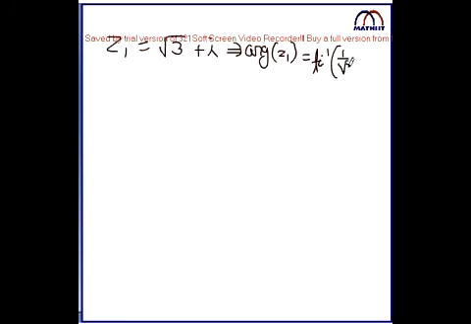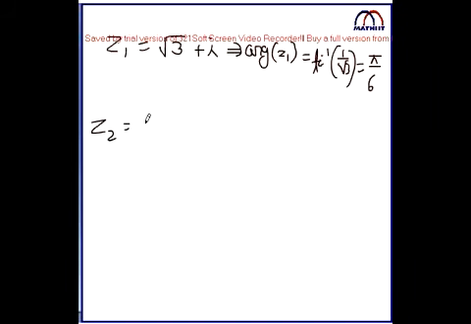Suppose, think, Z1 I said, Z1 is root 3 plus i. Careful. Argument Z1 will be what? Here B is 1, A is root 3, both are positive. So first quadrant, tan inverse B by A means tan inverse 1 by root 3, and that is nothing but pi by 6. Am I right?